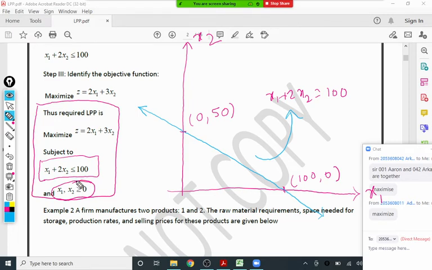Now you'll observe why it is the origin side: if you replace both x1 and x2 with 0, then 0 is less than 100, that is true, which means the origin satisfies this condition. As the origin satisfies that condition, the region is on the origin side. So we have to highlight that region. Let me highlight it. The region is this side only, below there.